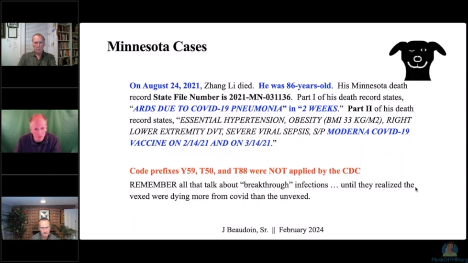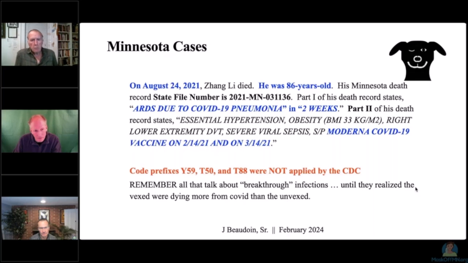Then on August 24, you have an 86-year-old, ARDS due to COVID pneumonia in weeks, Moderna COVID-19 vaccine on 2/14 and 3/14. So you have a fully vaccinated guy, 5 months after full vaccination, he dies of COVID. And COVID's on his death certificate. There's no mention of the vaccine. Is it reported as a breakthrough? It's supposed to be reported to VAERS. I don't think it was reported to VAERS. But the prefixes Y59, T88, and T50 were not there.